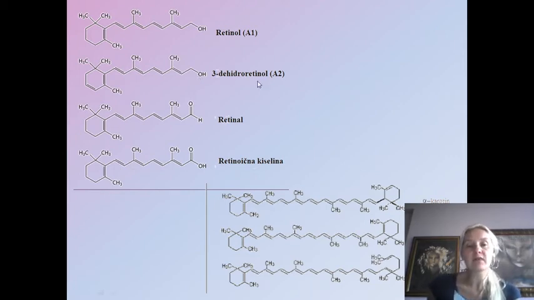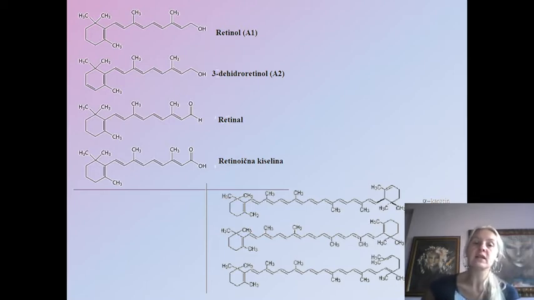Also, the third structure here represents the possibility that the alcoholic OH group can be oxidized to an aldehyde group. So retinol is transformed to retinal, its aldehyde form. And furthermore, if you recall your basic knowledge from organic chemistry, the aldehyde group can also be oxidized into a carboxyl group, and we have the final form of vitamin A, which is retinoic acid.